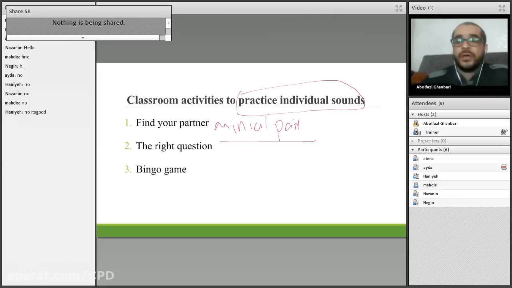The next one is the bingo game. The bingo game, you remember, we had it in teaching alphabet letters, yeah? We had it. You can draw a table like this one, 3 columns and 3 rows, and write sounds on this table.